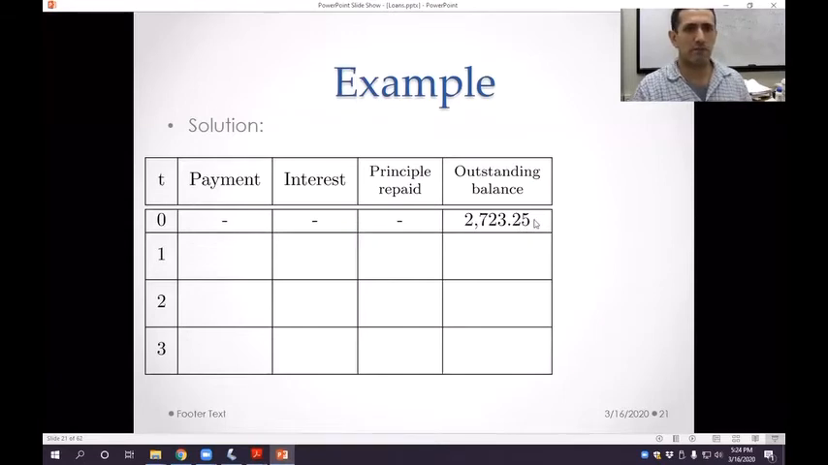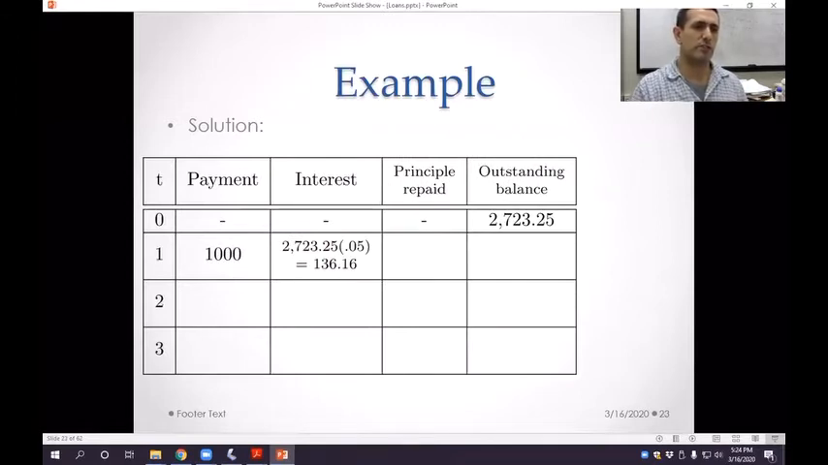So theoretically, for most loans without a prepayment penalty, you could just immediately pay it back. And if you did, you took out $27,023.25, you would pay $27,023.25. Okay, so your first payment is $1,000. Actually, all three of the payments are $1,000. So practically speaking, what is your interest? Well, it's just how much you owe times 0.05. It's 5% interest. So that's 136.16.